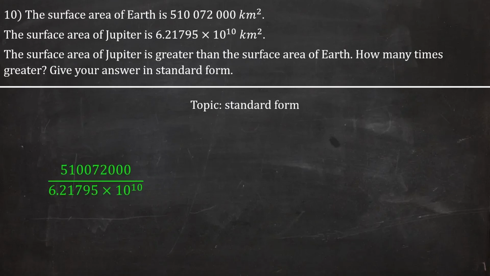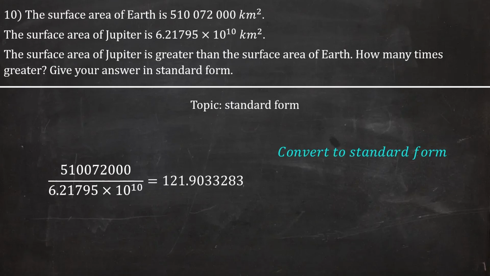So we're going to get 510072000 divided by the other big thing over there, which gives me 121.9033283. Do not round your answer here. Very important. Then we're going to convert that to standard form.